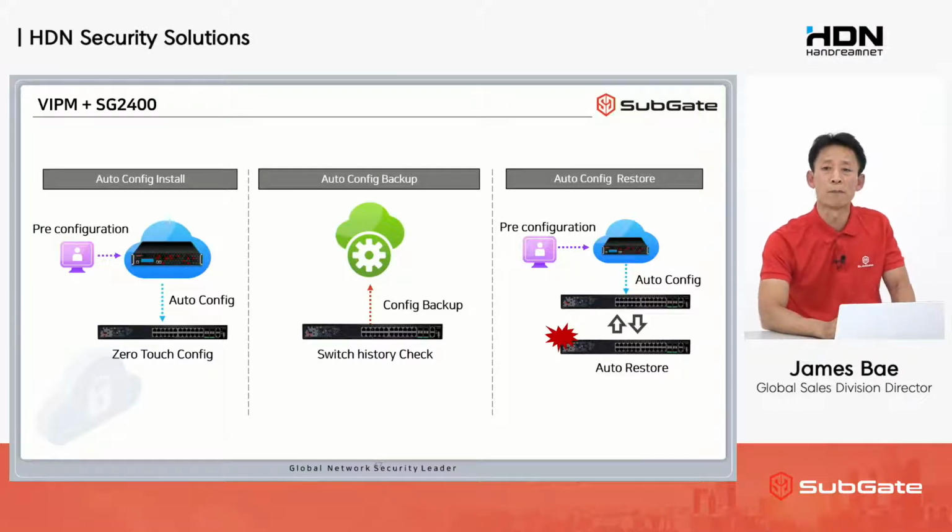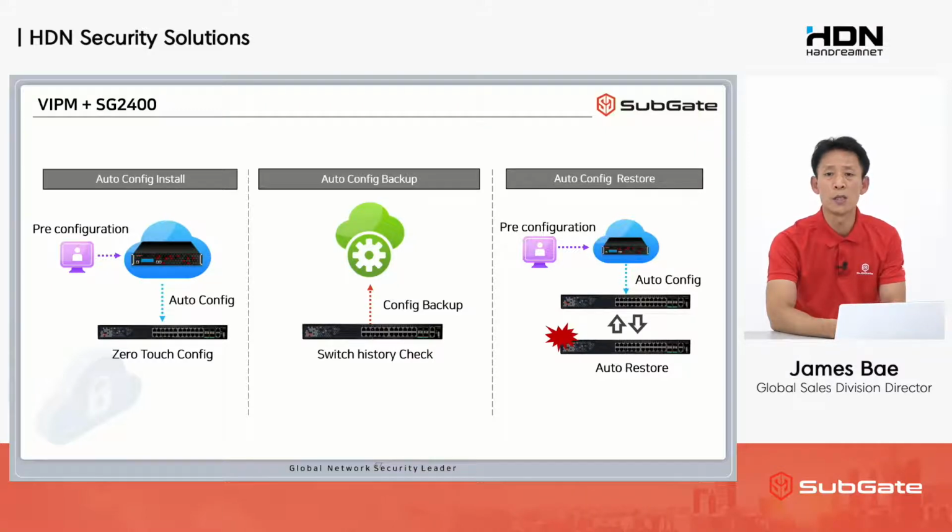Auto config backup: when you save the configuration of the switch, it sends the latest configuration file to VIPM. It means VIPM can have all switch configuration files automatically. Auto config restore: we can use auto config restore in case there is a faulty unit in the field. We do not need to send the equipment along with an engineer. We just send the equipment, plug in the power and make the connection. Then we can restore the configuration which is saved in VIPM.